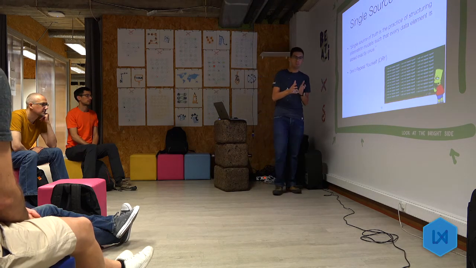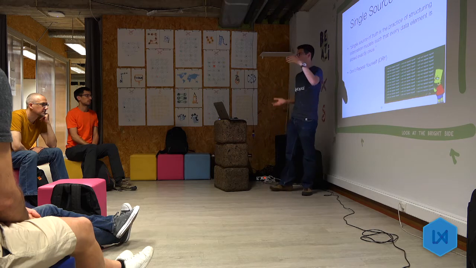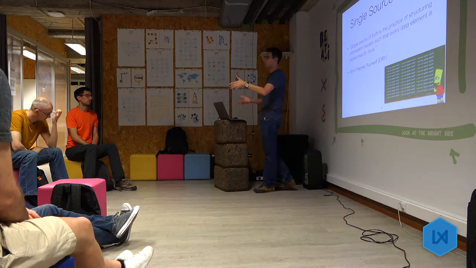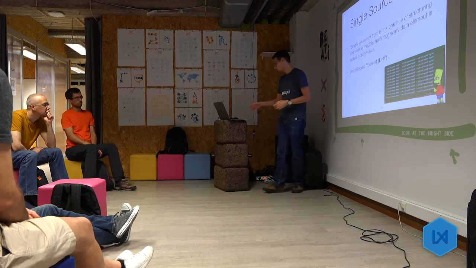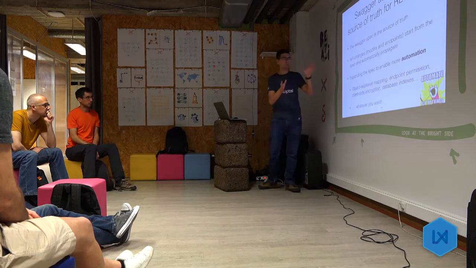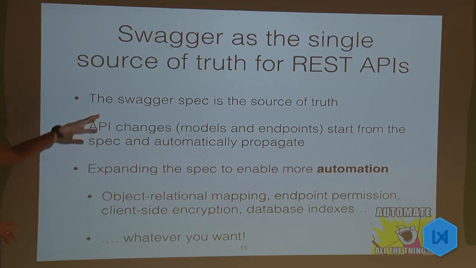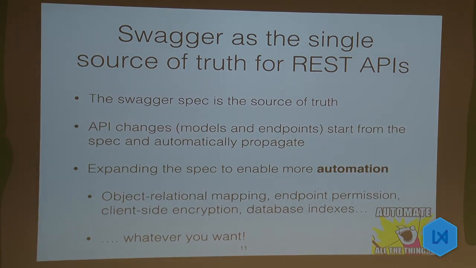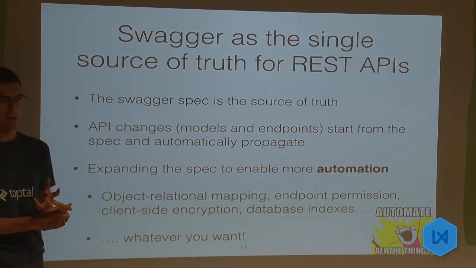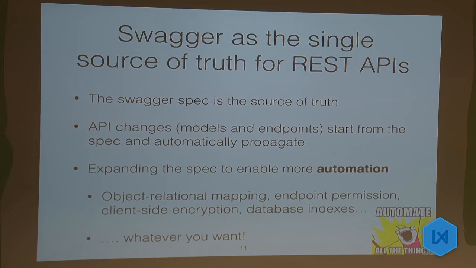So my idea is to use the Swagger spec, since it's the base for the API, as the base for everything. And it's outlined roughly here. So the Swagger spec is a source of truth. And every change you make to models and endpoints starts on the spec and propagates throughout your code base. Database, backend, client side, everything.